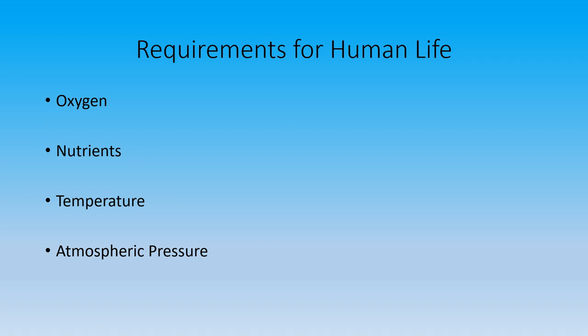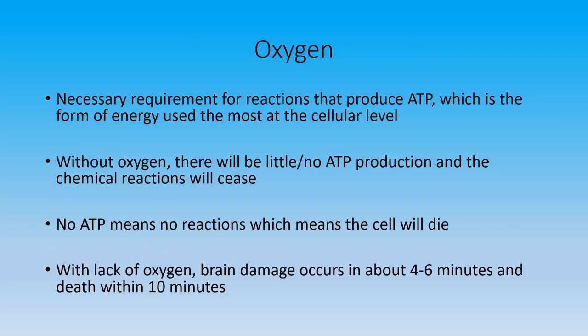What are some of the requirements for human life? Well, oxygen is required, nutrients, temperature, and atmospheric pressure. Oxygen is a necessary component for certain chemical reactions that produce ATP. And ATP is the form of energy that is most frequently used in the cells. So whenever you see ATP, you think energy. In order to produce that energy to run all of these reactions, one of the final steps requires oxygen. Without oxygen, there would be very little, if any, ATP production.